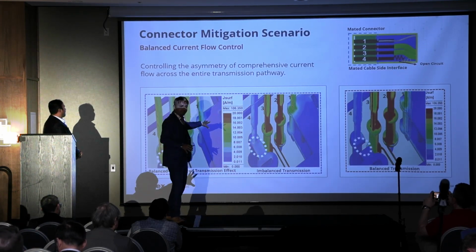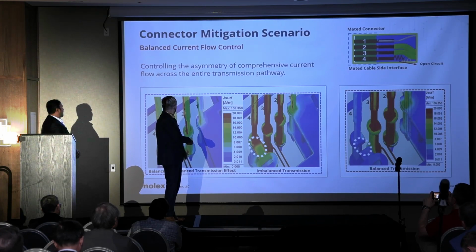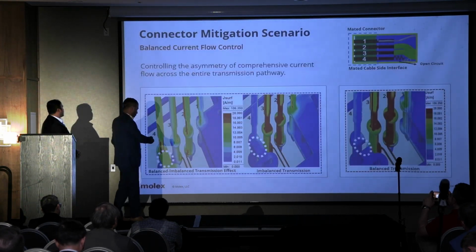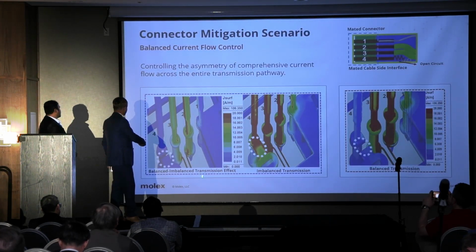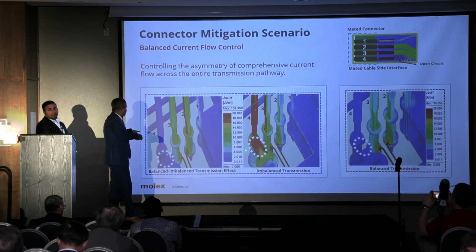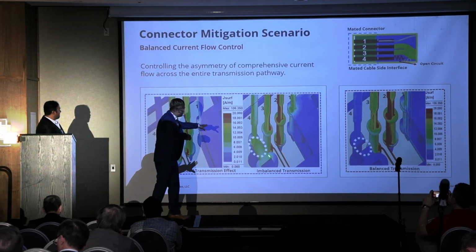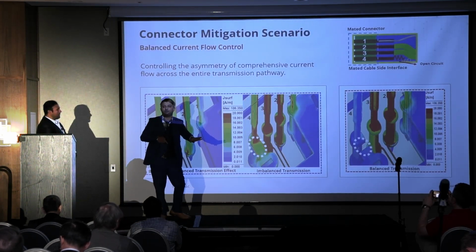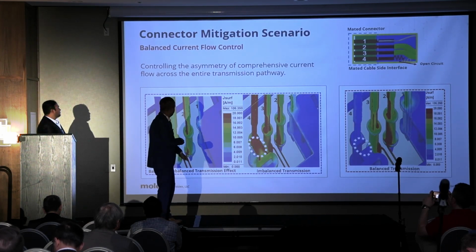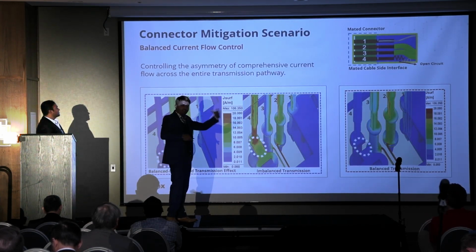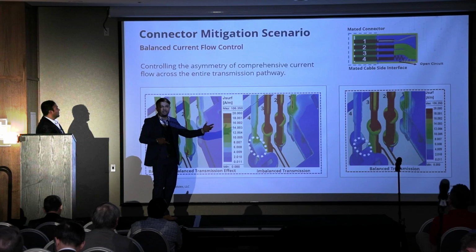So on the PCB side, on this one, it's connected to the ground. Typically a very low impedance, right? Ground has a low impedance. On the cable side, it's technically open, a very high impedance.